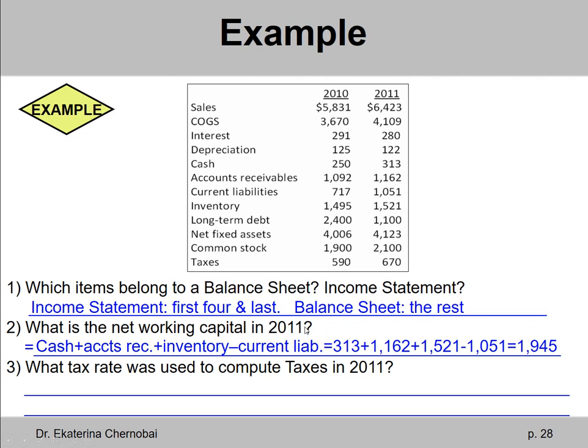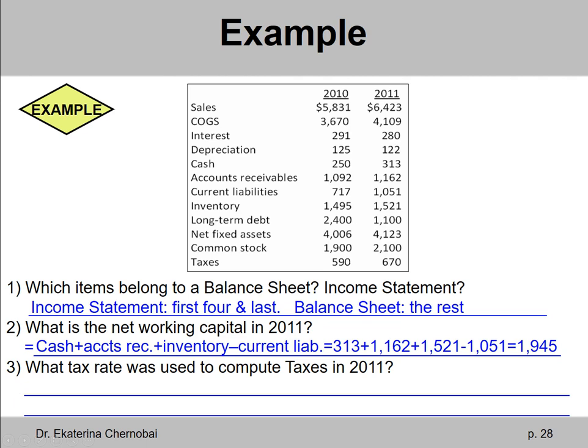So for the year 2011, we add cash, accounts receivable, and inventory because that's our current assets. So 313, 1,162, and 1,521, and we subtract the current liabilities, which is 1,051. And the difference gives us the net working capital equal to $1,945. The fact that it's positive tells us that we have enough cash or things that could be quickly and easily converted into cash during the year 2011 in order to meet our short-term obligations, such as paying back short-term loans or money to suppliers.